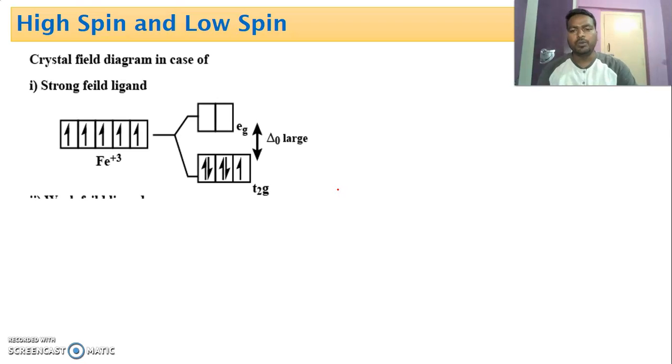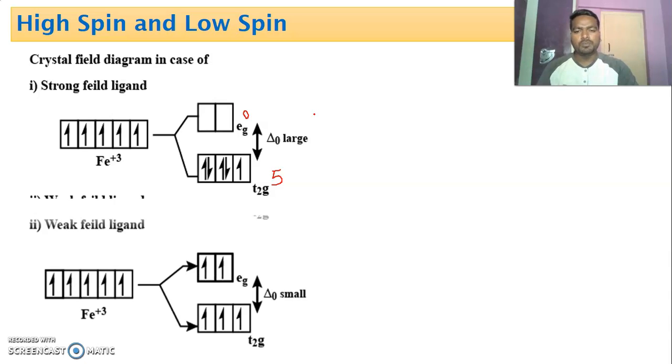And next you look at this example, Fe plus 3. It's a D5 system. In the case of strong ligand, what happened? It forced the unpaired electrons to pair up. As a result, no electron enters the EG level. That's why the electronic configuration is T2G5 EG0. Dear students, you must be able to write the electronic configuration in terms of T2G and EG. By keeping the strength of ligand in mind, you have to write the configuration and state whether it is high spin or low spin.